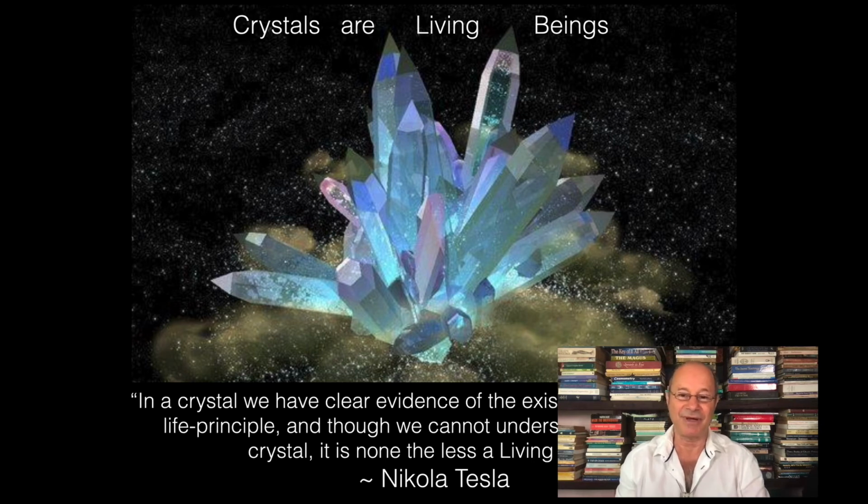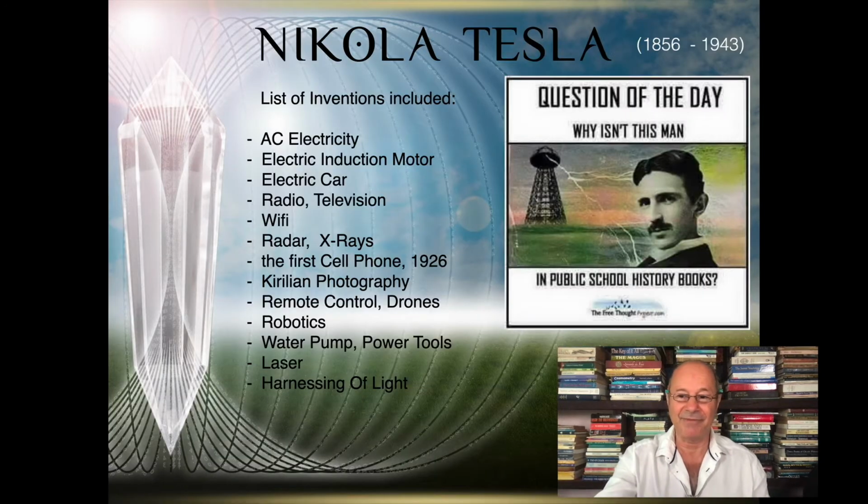And that's one of my most favorite quotes, because Tesla was perhaps one of the greatest minds in these last few centuries, and he did a lot of work with crystals. He's saying that they're living beings, and look at what he gave us: electricity, radio, television, Wi-Fi, radar, X-rays, Kirlian photography. In 1926, he invented the first cell phone. So if you're using a mobile phone, you have to give gratitude to his work.